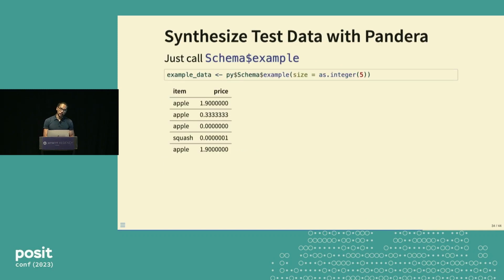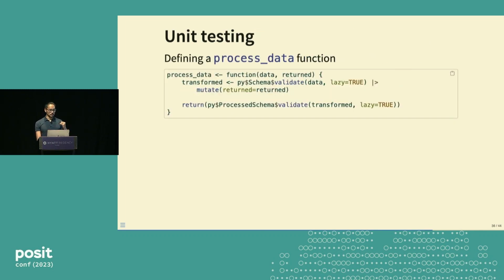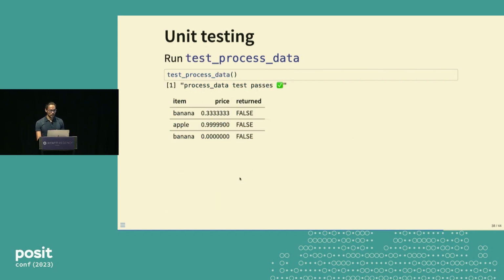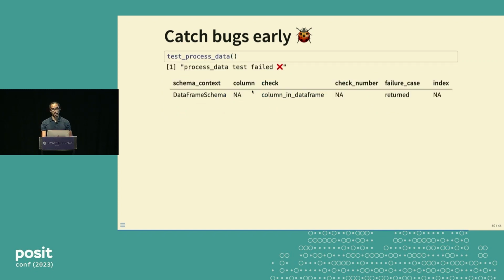The last thing I want to show you here is synthesizing test data with Pandera. If you call schema.example or $example, I can create valid data under the constraints of my schema. I'm running low on time, but this is super useful for unit testing. So maybe I can just show you this test process test that will create some mock data, try to process some data, and tell you if your tests have failed or not. In the happy path, they pass. But if there's a bug in the data, like a column that has a typo, the test will fail.